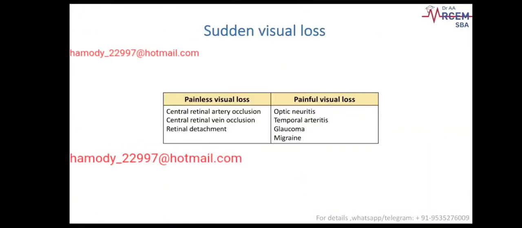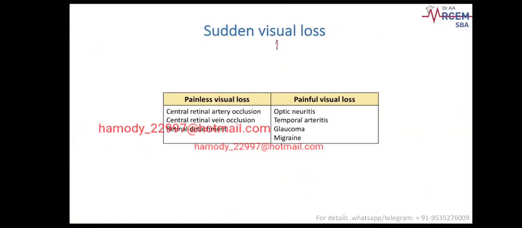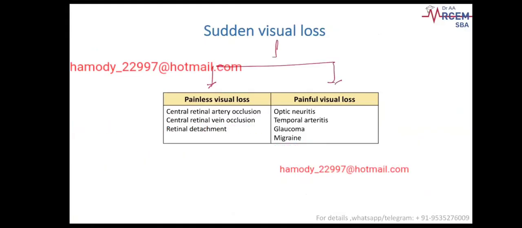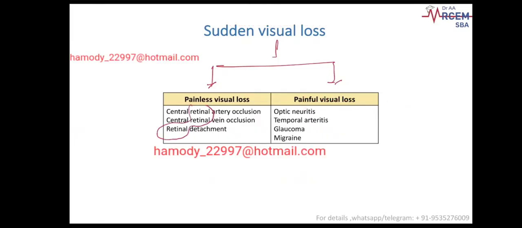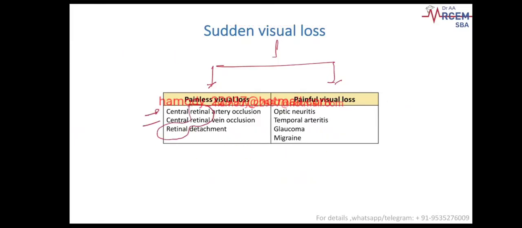Sudden visual loss. Sudden vision loss is broadly classified into whether it is a painful or painless vision loss. Painless can easily be remembered as retinal: central retinal artery occlusion, central retinal vein occlusion, retinal detachment. So if the cause has retinal in it, remember that it is painless. If it doesn't have retinal in it, it becomes painful.